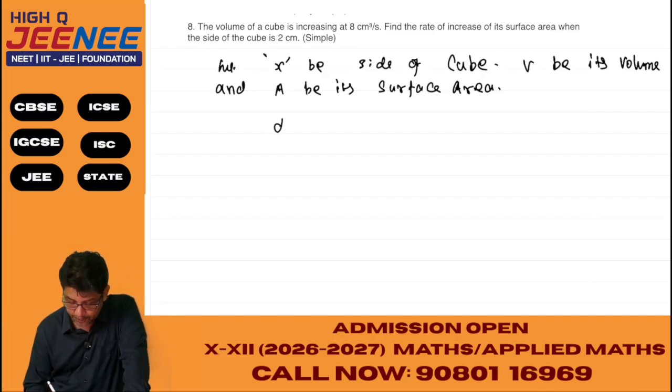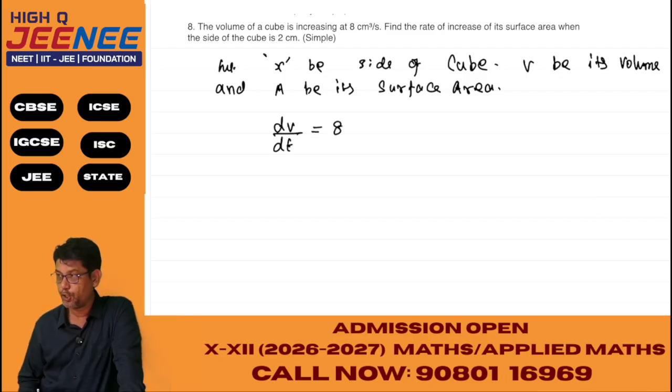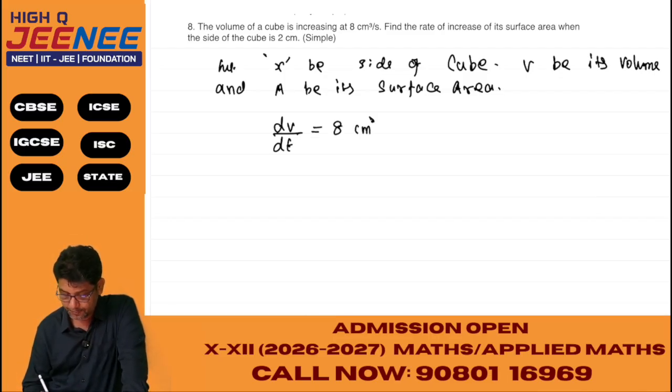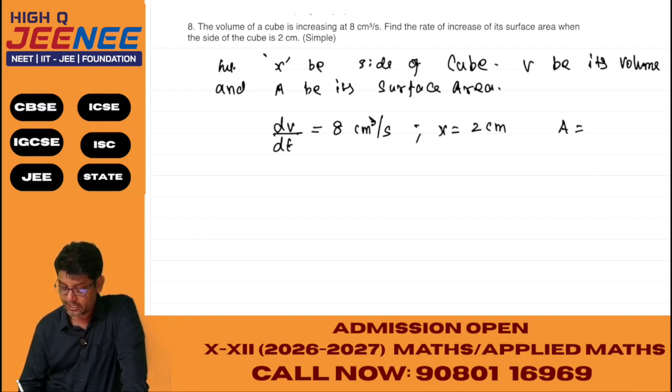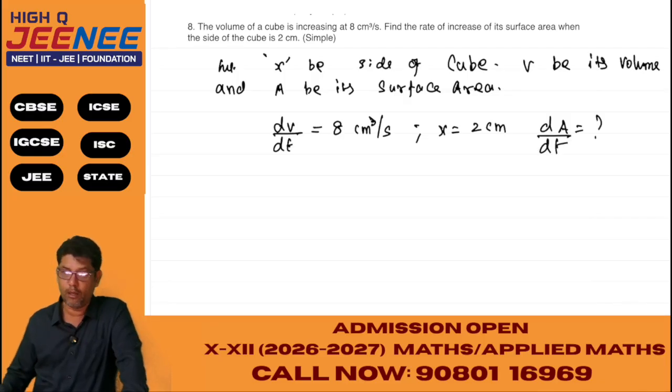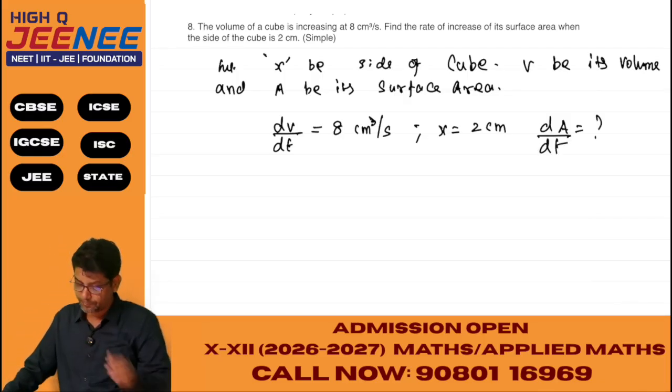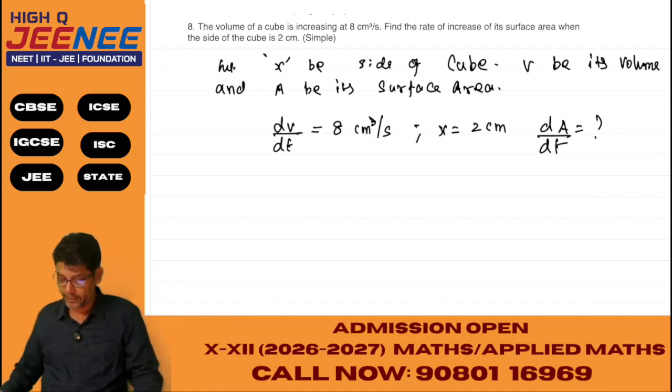That means what is given? dV by dt is equal to 8 centimeter cube per second. Am I right? Next, x is equal to 2 centimeter. Sorry, x. And A is equal to surface area. Okay, they ask you to find out dA by dt. Do you all agree? See, dV by dt is given, and the side of a cube is given. We have to find out dA by dt.